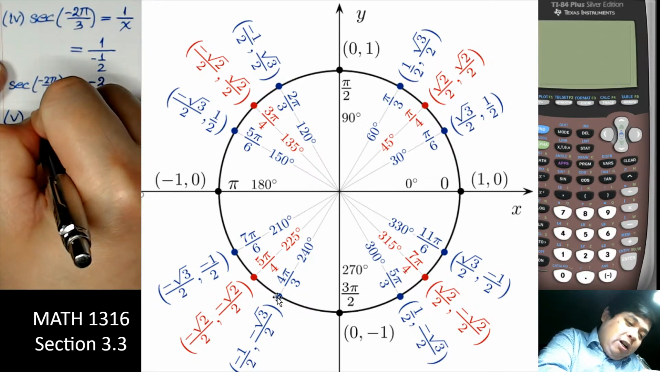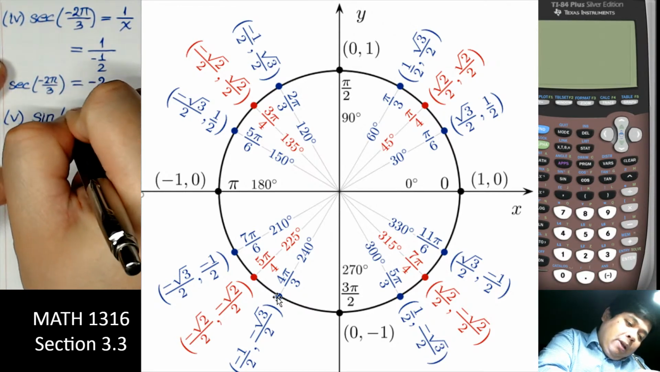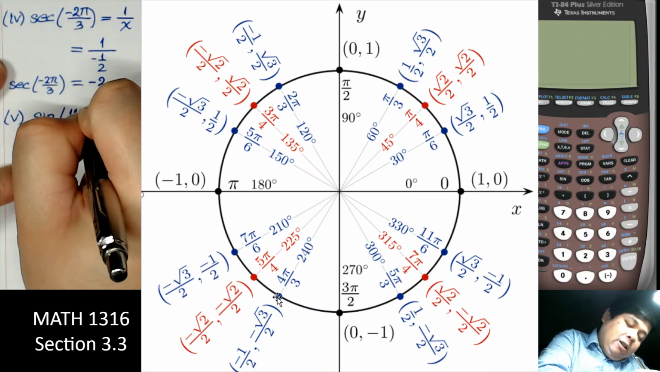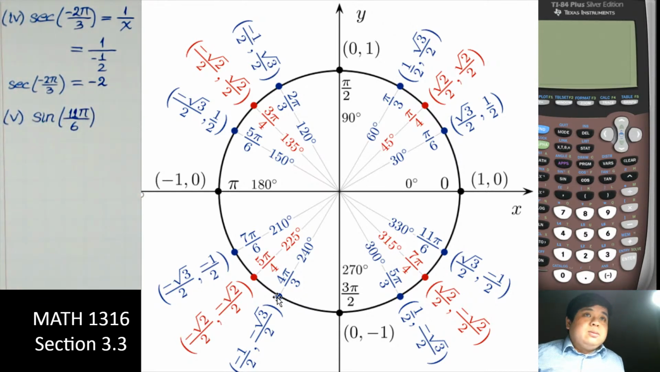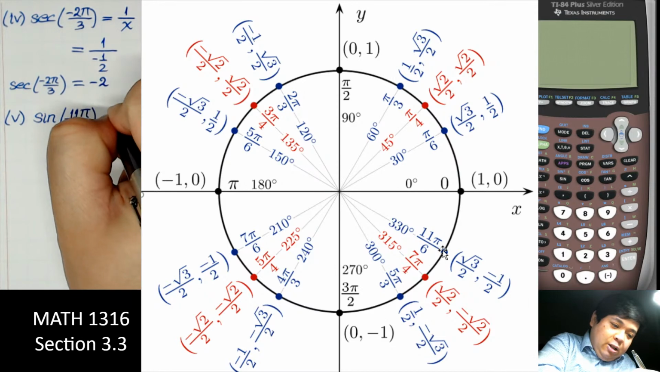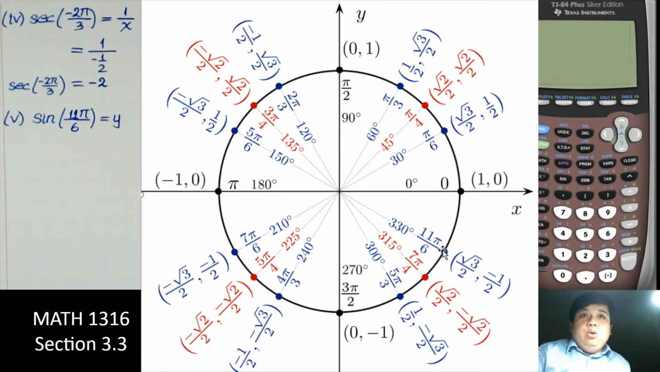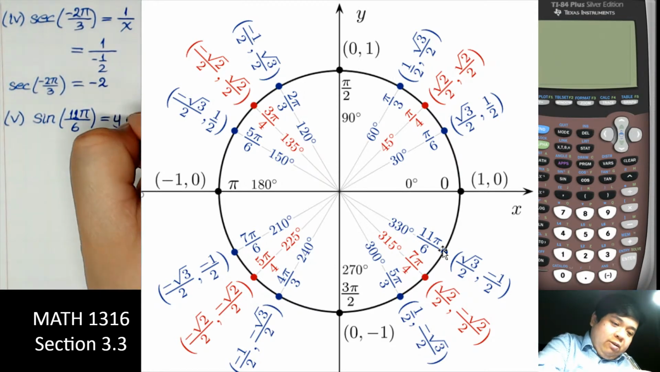Let's try to find sine of 11 pi over 6. So on the unit circle, you see over there, 11 pi over 6 is here. And sine is equal to the y values. The y value corresponding to that point is negative 1/2.